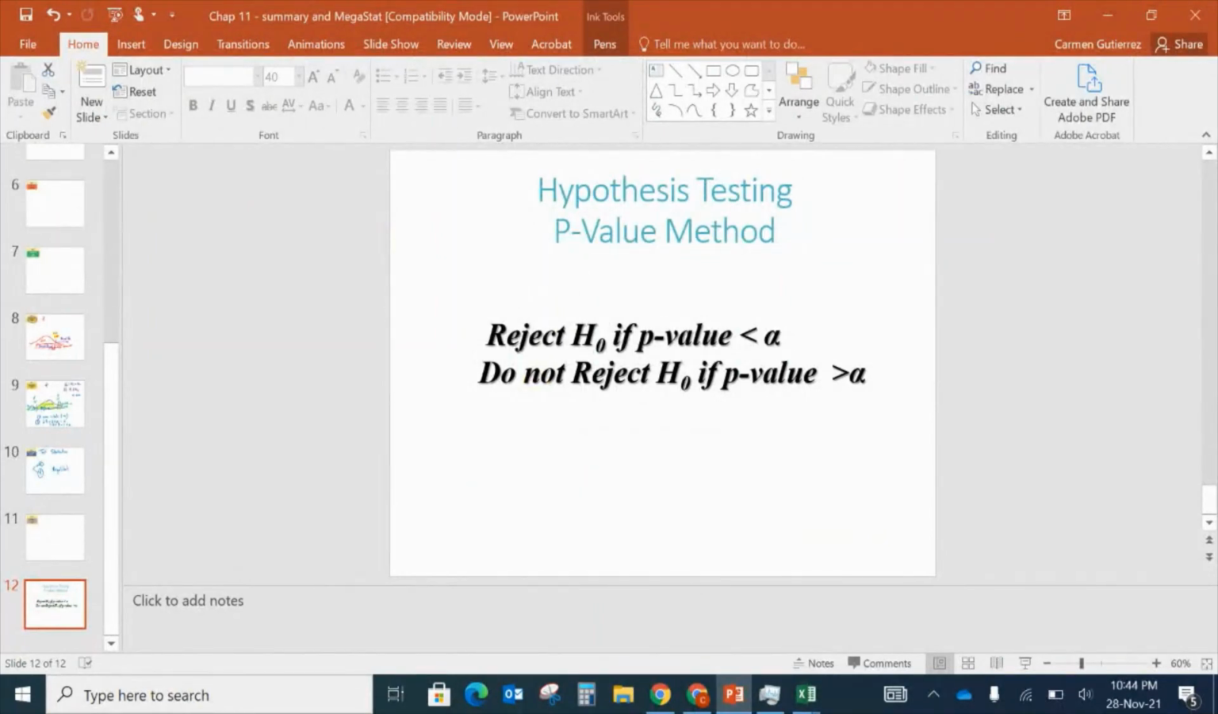Comparing two populations to one another, and how to do the calculations in MegaStat.